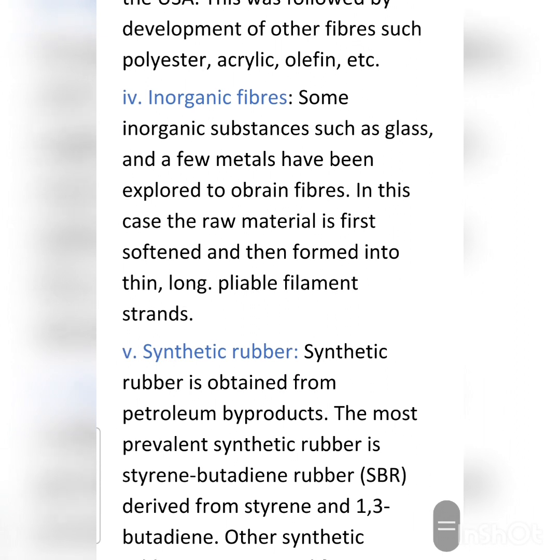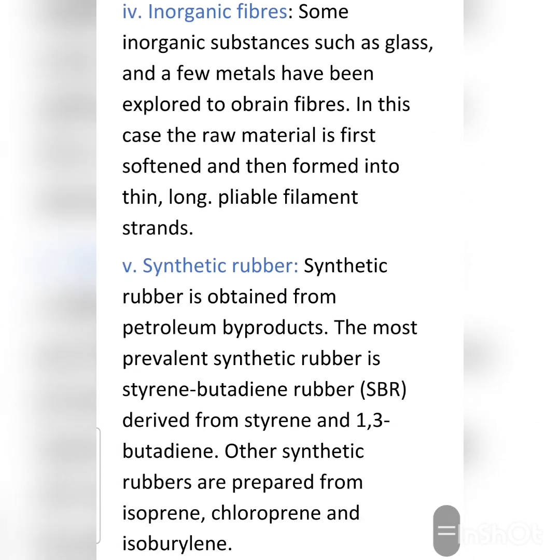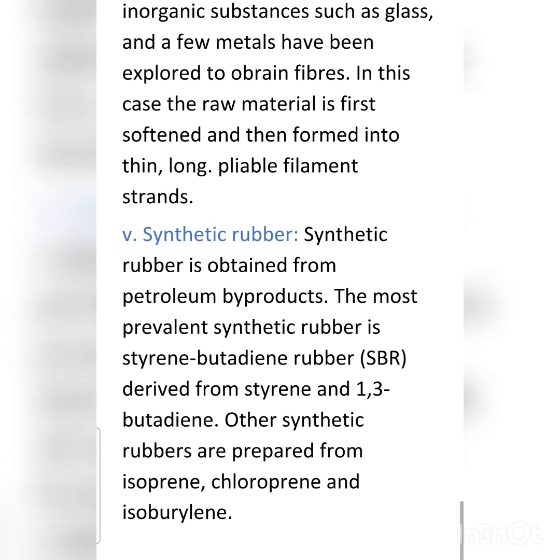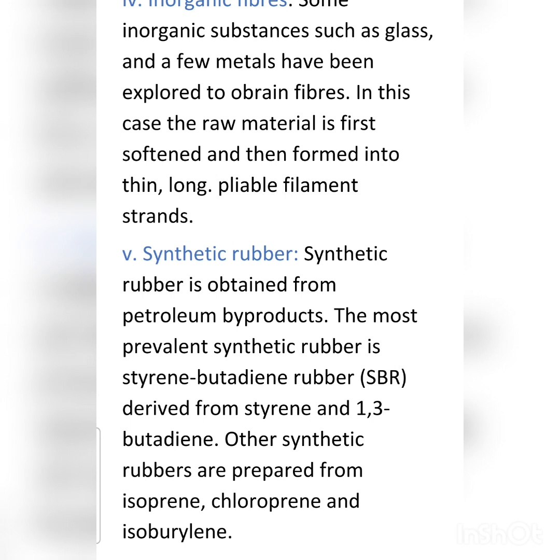In this series, next we have inorganic fibers. Inorganic fibers are glass and a few metal fibers, for example gold and silver, which are thin, long, pliable filament strands. Next we have synthetic rubber. Synthetic rubber is obtained from petroleum byproducts. The most prevalent synthetic rubber is styrene butadiene rubber, derived from styrene and 1,3-butadiene. Other synthetic rubbers are prepared from isoprene, chloroprene, and isobutylene.